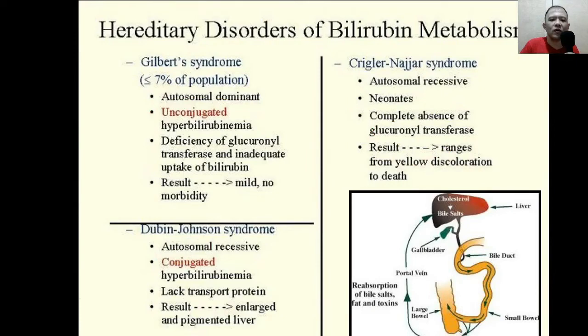So, showing you again. Crigler-Najjar, you see it in neonates and it is fatal. Gilbert syndrome, since it's not fatal, will exist until the baby has already grown.